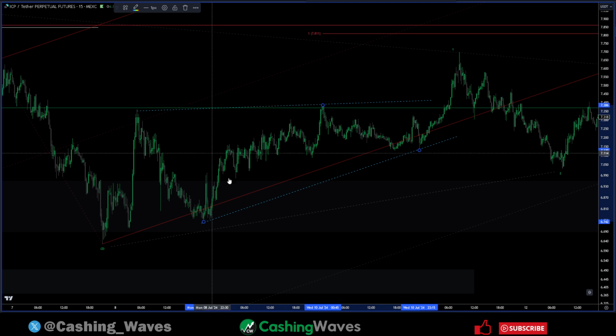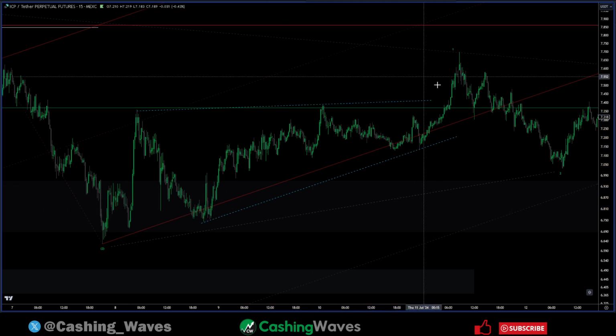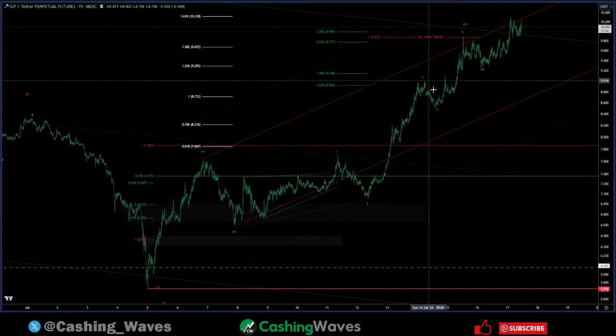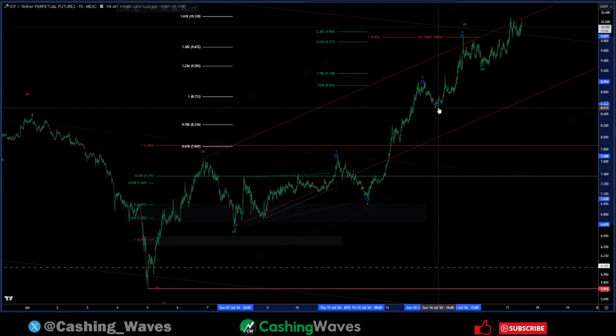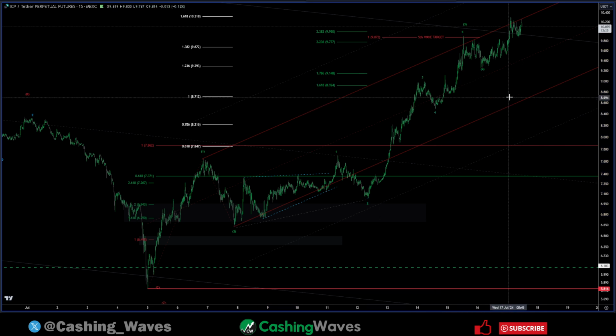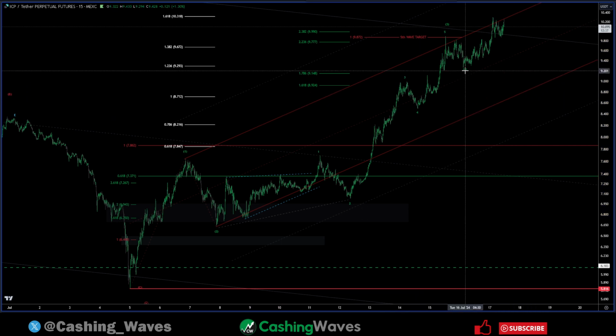So wave 1 is the largest, wave 3 is second largest, wave 5 is shortest. So this counts as a diagonal. It's not the prettiest one, but based on this evidence, it's the only count that makes sense on the impulse count, currently as an impulse.